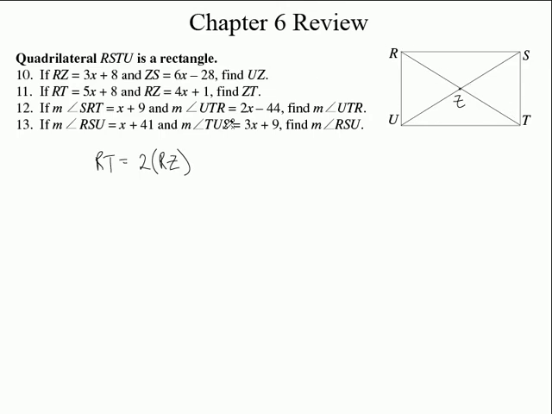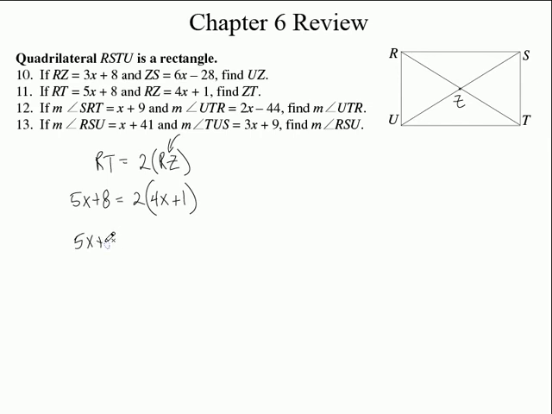So really, I'm just solving for RZ, aren't I? So let's plug some stuff in and see what they tell us. RT is 5x plus 8, so we put that in here, 5x plus 8, equals 2 times RZ. RZ is 4x plus 1. And then we're going to go ahead and solve for x here.